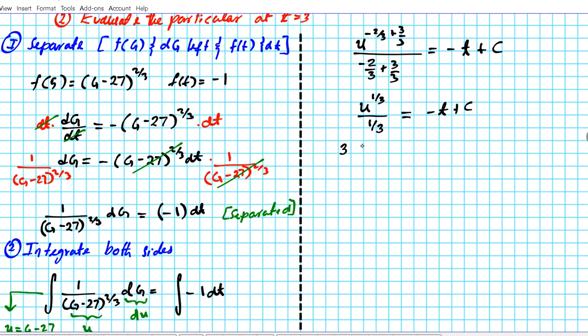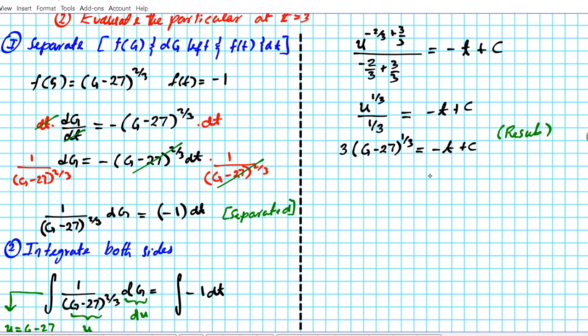Okay, and then we can flip, so this becomes 3. Now we have to resub. Don't forget to resub what u is. What is u? It's g minus 27. So it's 3 times g minus 27 to the 1/3 equals negative t plus c. Okay, please don't forget the resub step, because if you don't do the resub, your next step, which is to find c, will be incorrect.